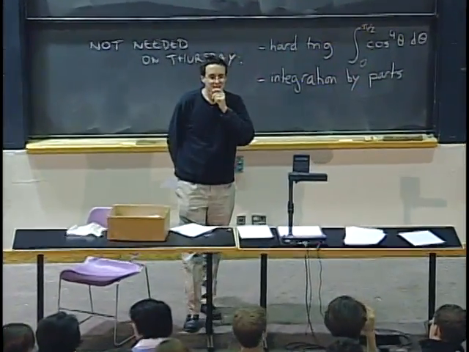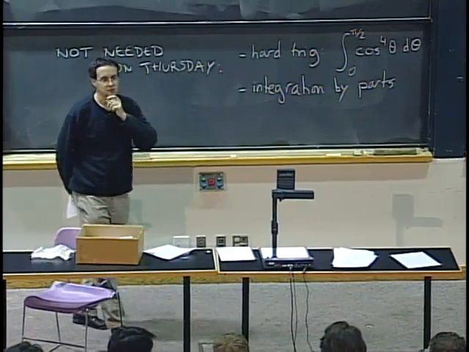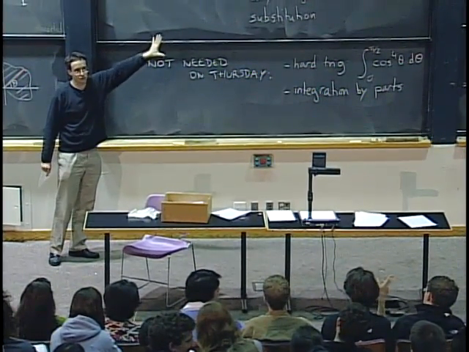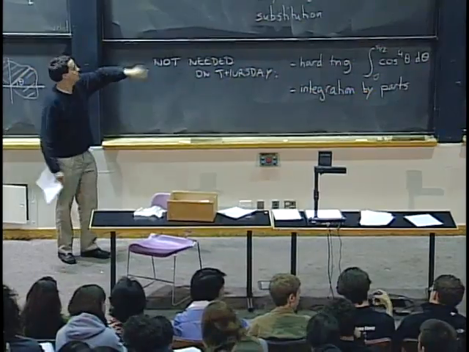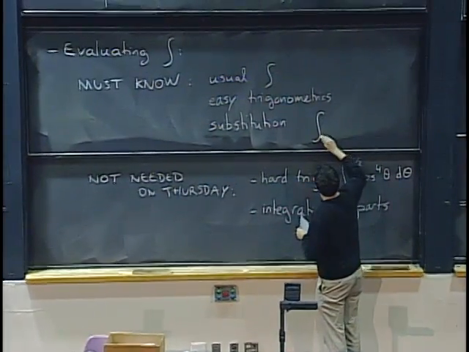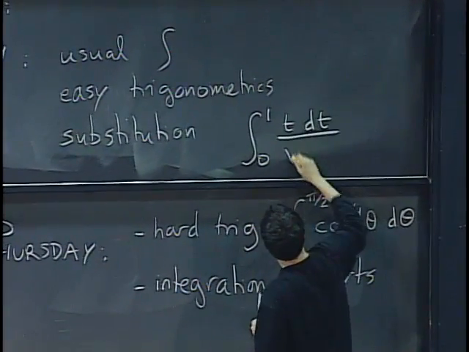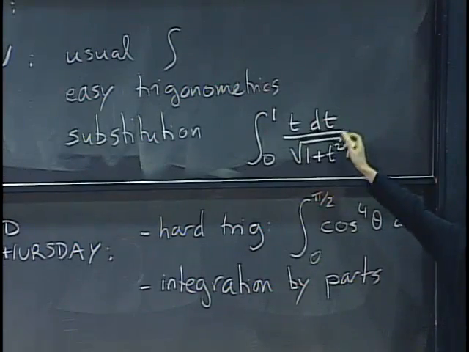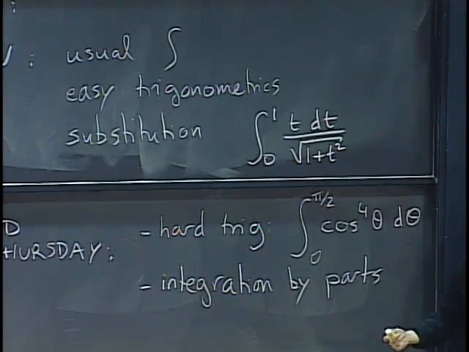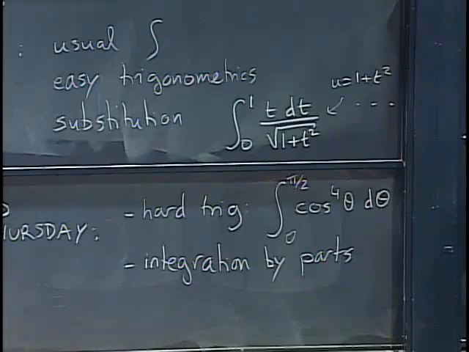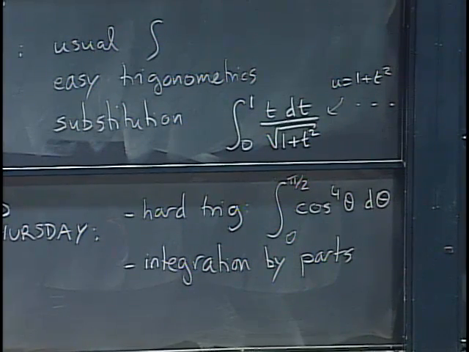But yes? For substitution, we have to do the Jacobian? No. Here I just mean for evaluating a single variable integral. I will get to changing variables with the Jacobian soon, but I'm thinking of this as a different topic. What I mean is if I'm asking you to integrate, say, the integral from 0 to 1 of t dt over the square root of 1 plus t squared, then you should think of substituting u equals 1 plus t squared, and then it becomes easier. So this kind of trick is what I have in mind here specifically.